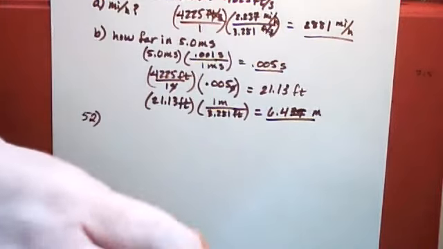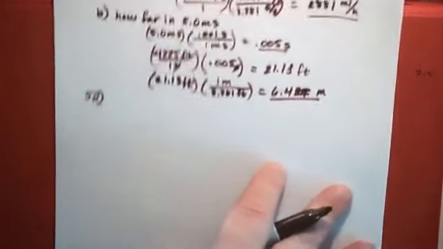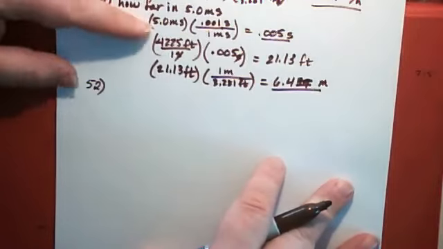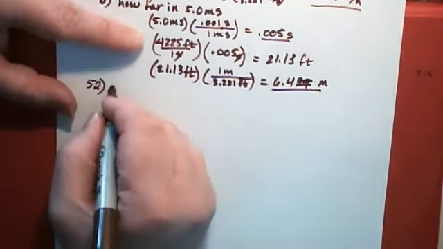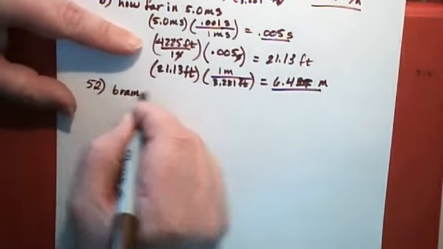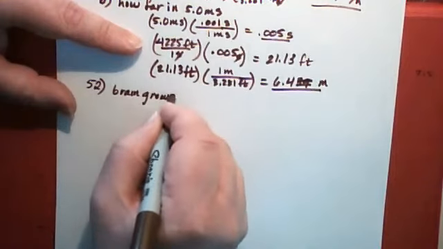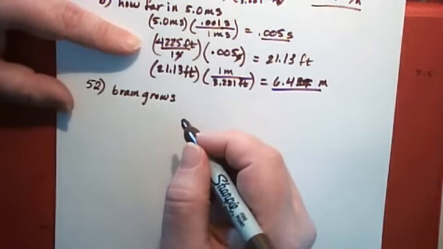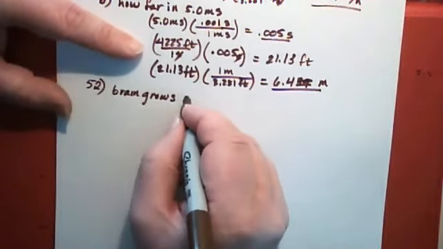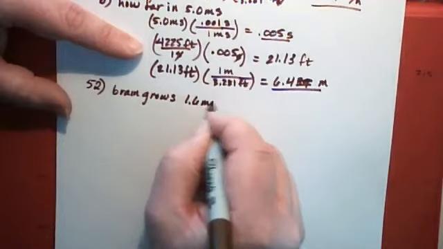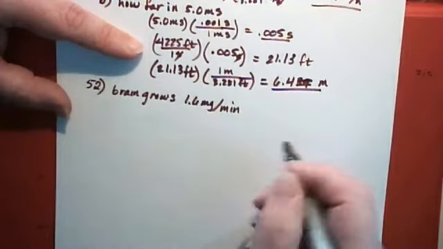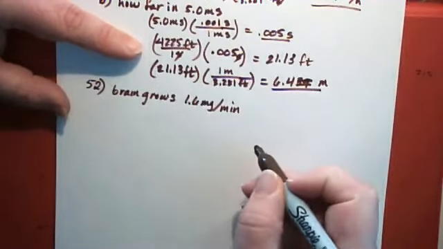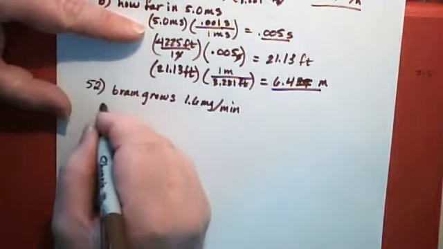52 could be useful also. This one has to do with the growth of a baby's brain. They found that the baby's brain grows by 1.6 milligrams per minute. And so the question is, how much does the brain's mass increase in one day?